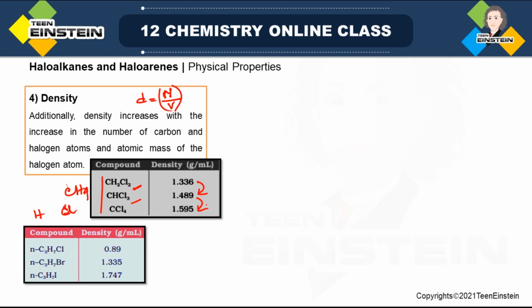But it is also true that volume is increasing, because compared to the size of H, the size of Cl is high. So as you are moving from CH2Cl2 to CHCl3 to CCl4, volume is also increasing. So this denominator is also increasing. But you have to remember that M is increasing, V is increasing, but the overall increase is such that there is overall increase in D. That means the increase in the value of M is compared to the increase in volume V, because when both are increasing equally, there should not be any effect on D.